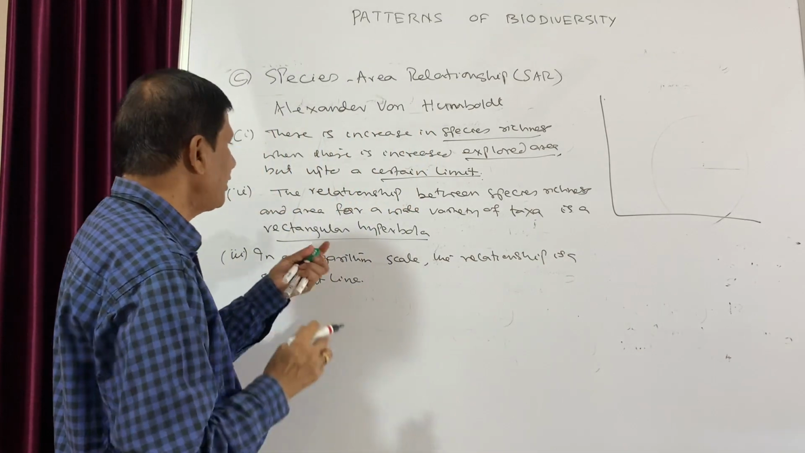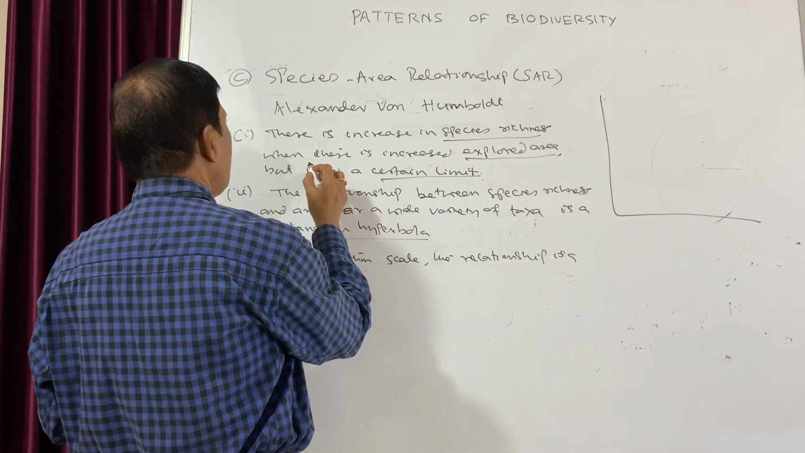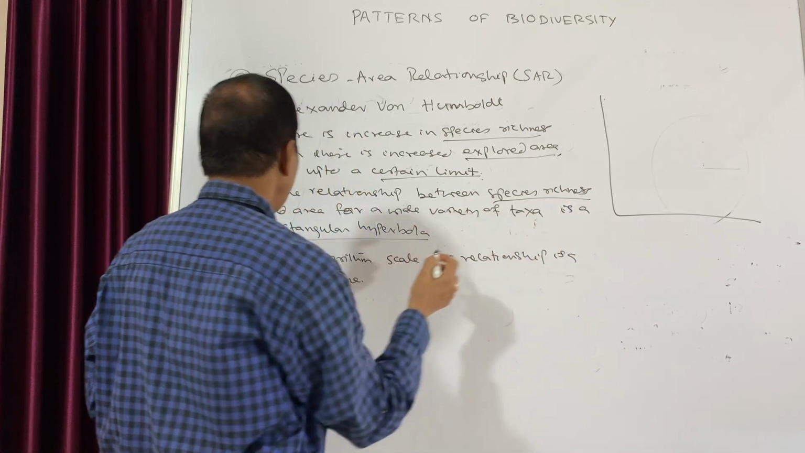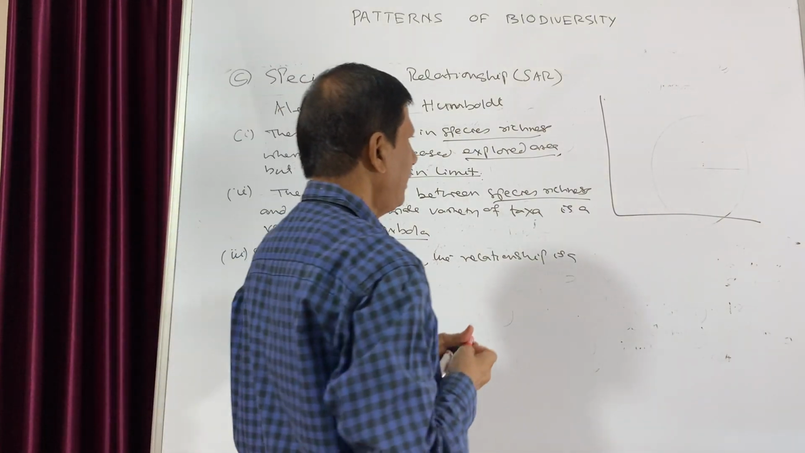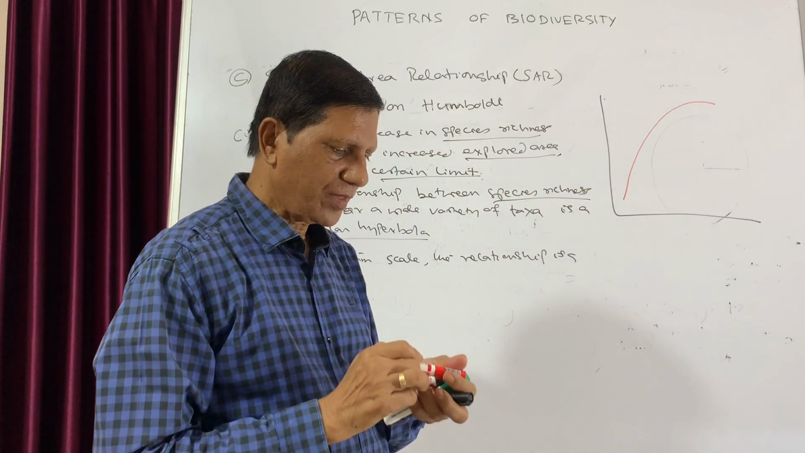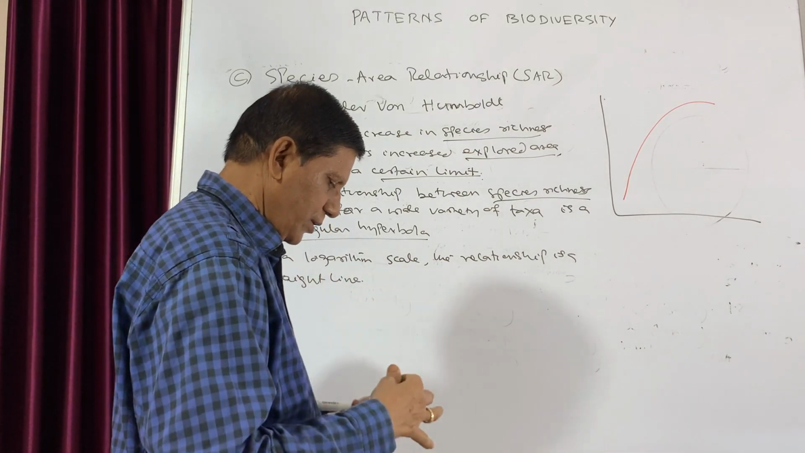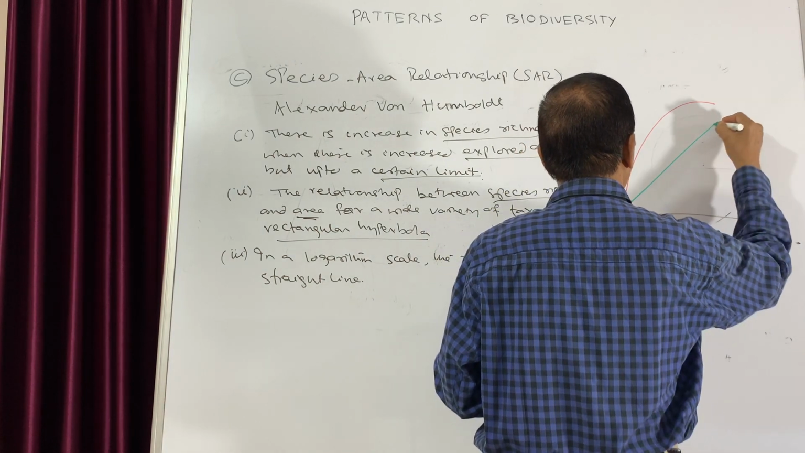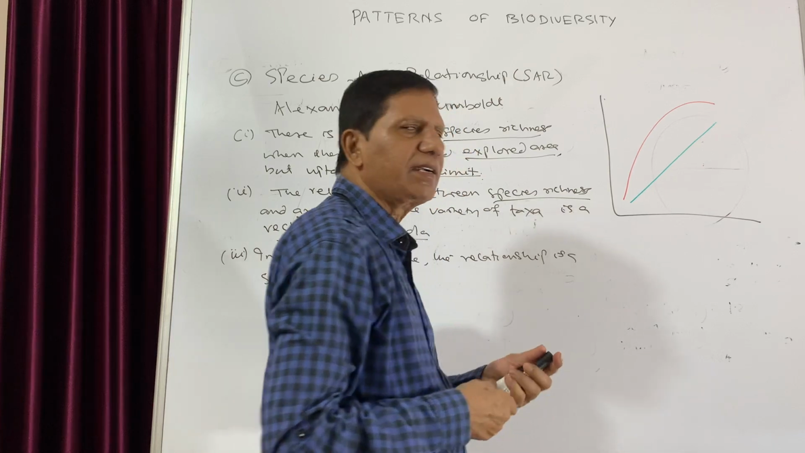Now according to him the relationship between species richness and increased explored area, but up to a certain limit, and the relationship between species richness and area for a wide variety of taxa is a rectangular hyperbola. That means it shows like this. But in a logarithm scale, the relationship is a straight line, like this.